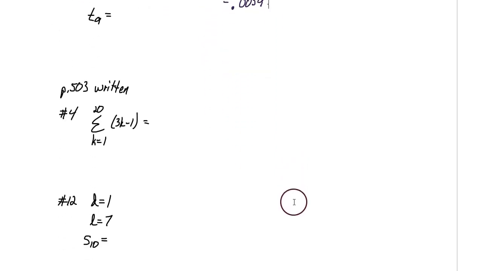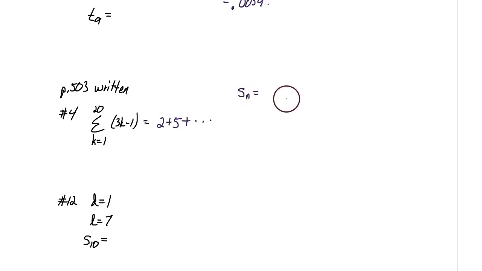Now page 503. We're asked to find this sum. So substitute 1 for k. You'd have 3 times 1, take away 2, and you get 2. Now let's find the second term by substituting 2 for k. 3 times 2 is 6, take away 1 is 5. Then this is going to keep going for 20 terms. To find the sum, let's use a formula.